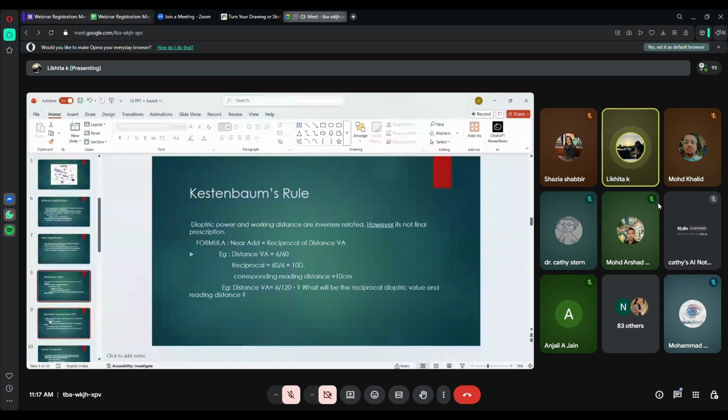So for this patient, if the visual acuity is 6 by 60, then the reciprocal of that is 60 by 6. That means the patient has a 10 dioptric device with the corresponding reading distance of 10 centimeters. So for example, the distance visual acuity is 6 by 120.